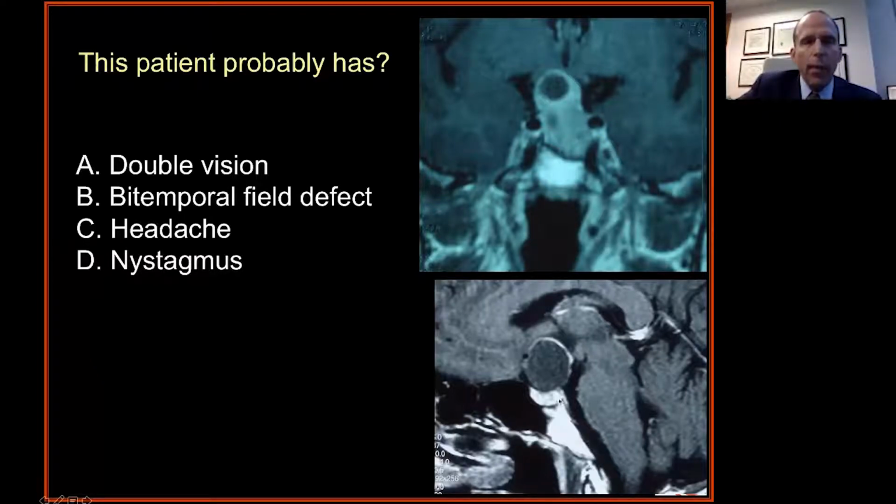And then here's another patient, a sagittal image with this cystic lesion pushing up on the visual system. So most of you got the correct answer.